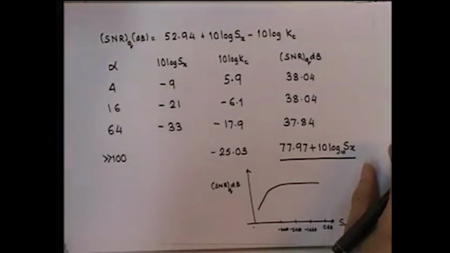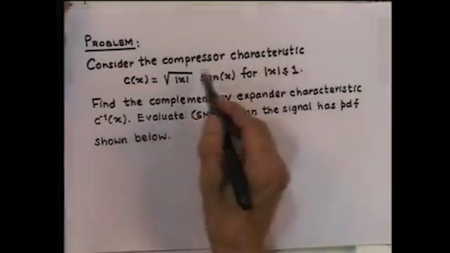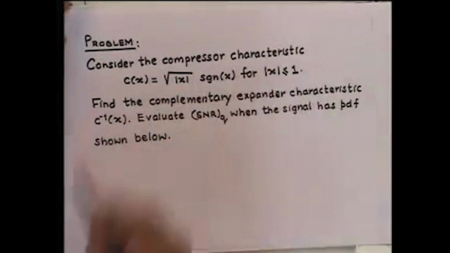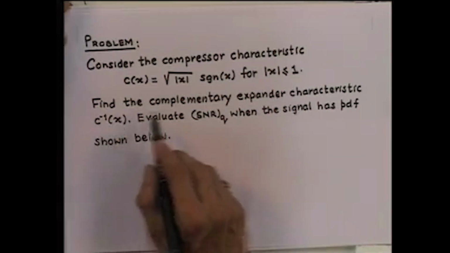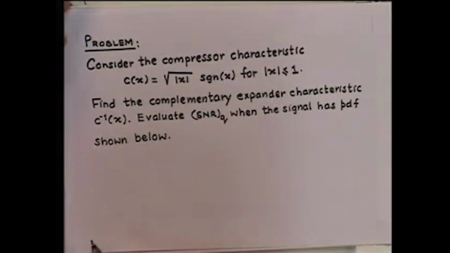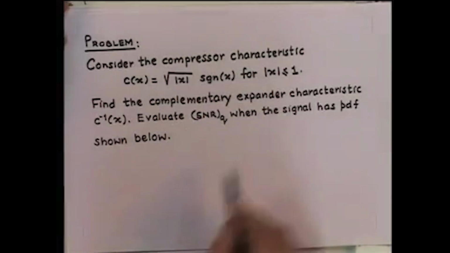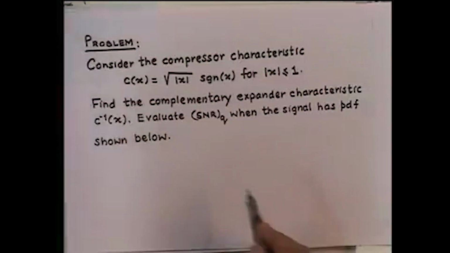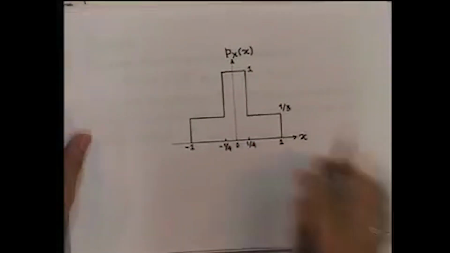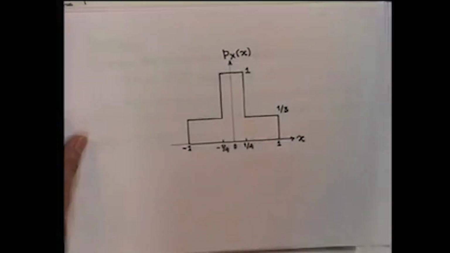Now, let us take one more example. Suppose we had the compressor characteristic given by this expression, and it is desired to find the complementary expander characteristic, that is C inverse x, and we are required to evaluate signal to quantization noise ratio when the signal has PDF shown below, it is of this form. So, let us try to find the solution to this.